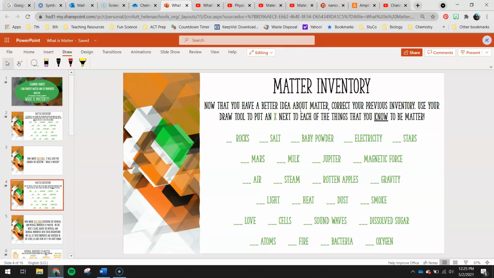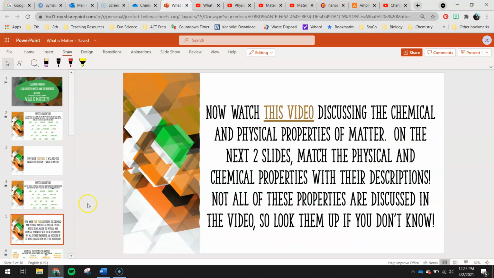You might have had some marked that should not have been marked, or maybe you didn't mark some that should be marked as matter. So again, use those definitions of matter that you learned from that video to redo your matter inventory right here. All right, next we're going to learn a little bit about chemical and physical properties of matter.